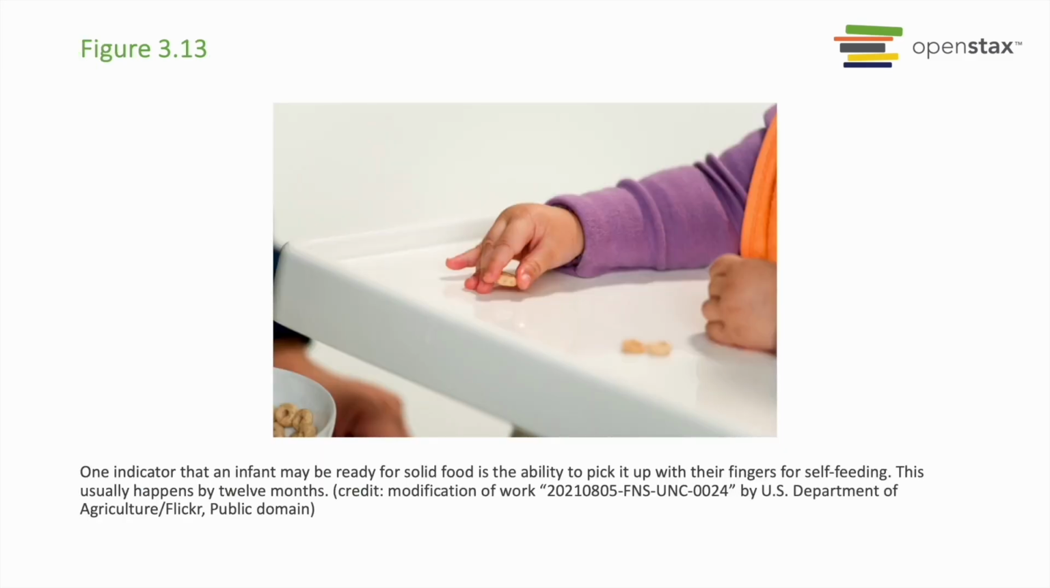Figure 3.13. One indicator that an infant may be ready for solid food, as mentioned, is the ability to pick it up with their fingers for self-feeding. This usually happens by 12 months.